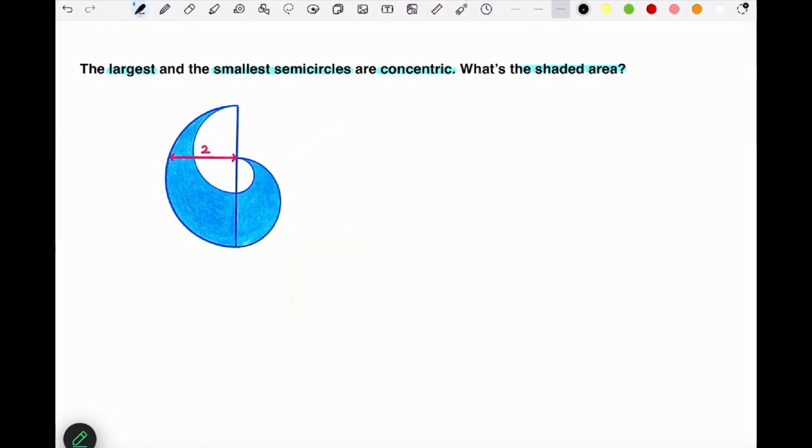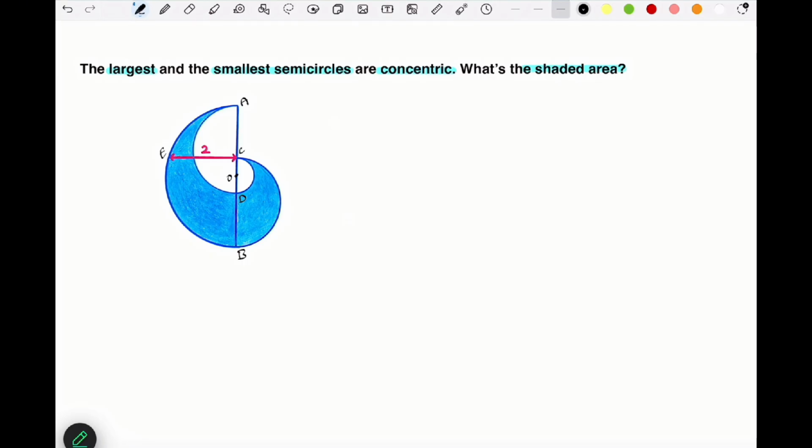Let's keep some points in this group of semicircle. As they said, the largest and the smallest semicircle are concentric. Let's start from there. Let's think the center of this semicircle as O. As the largest and the smallest semicircle is concentric, then O is the center for the largest semicircle also. Let's name the diameter as A, B, and name some more points here. Here it is C and here it is D, and name one more point here. Let's think it is E.